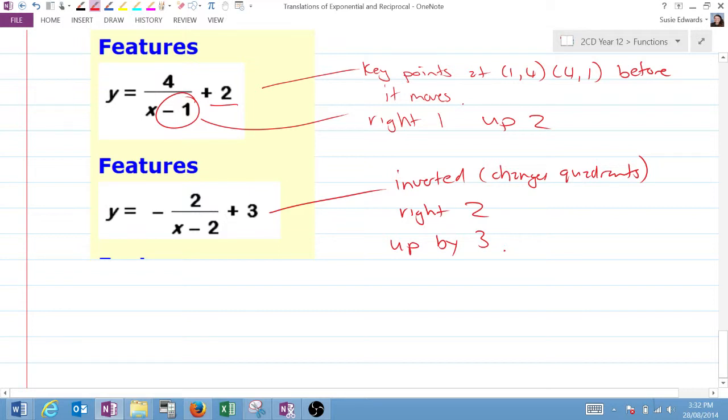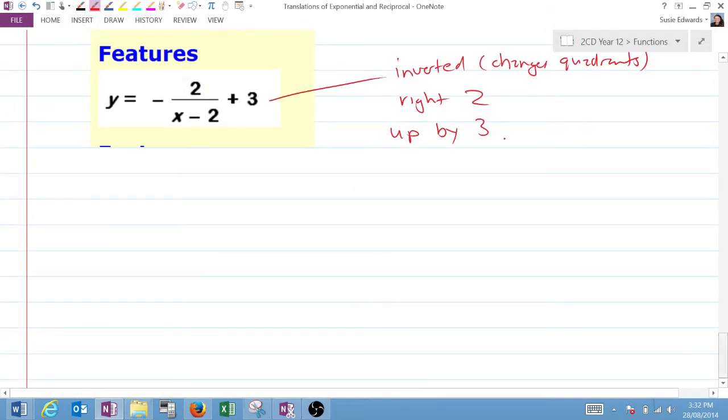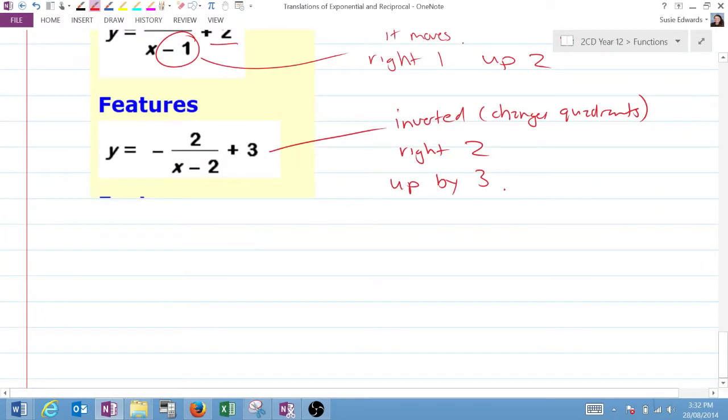Now, we're not going to spend much more time on this. These rules you've learnt about before. So you need to make sure that you have notes on this and you understand it, because it will be in your test and your exam.